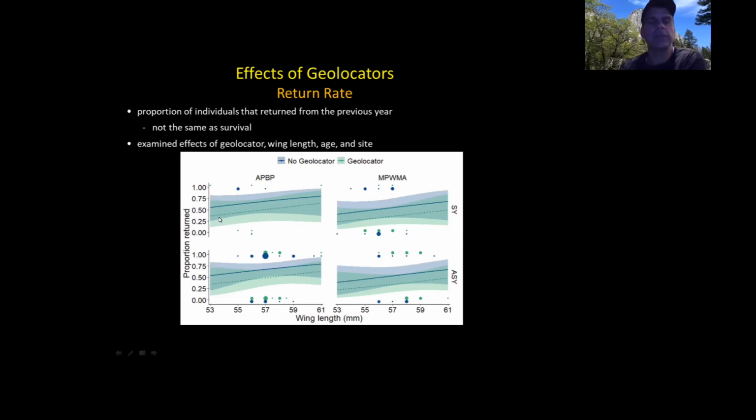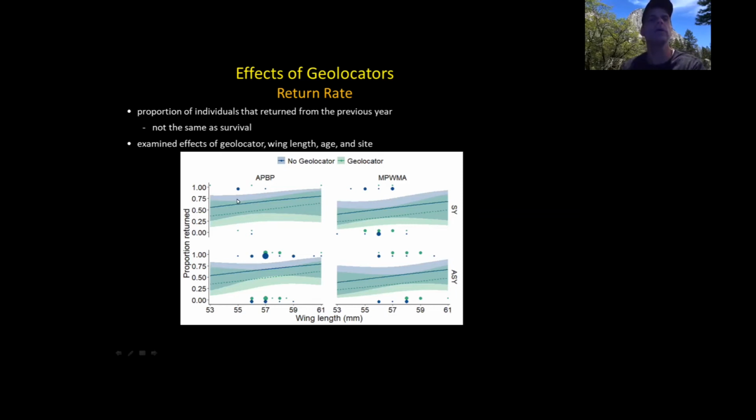And the lines show that return rates tend to increase with higher wing lengths. So there's an increasing trend here with wing length. And you can also see that the lines show that the return rates for birds with geolocators, the dotted green line here, were about 0.8 lower than birds without geolocators. And the shaded areas just represent our confidence in the trend lines.